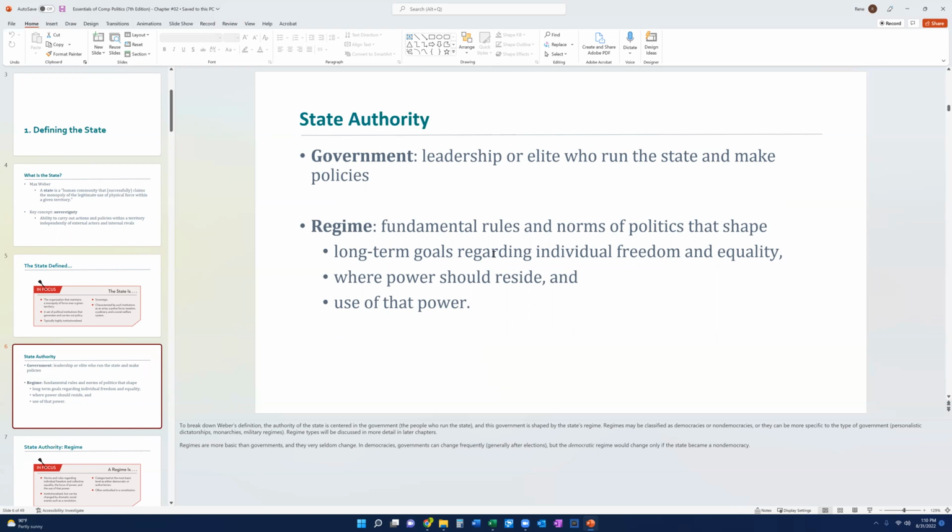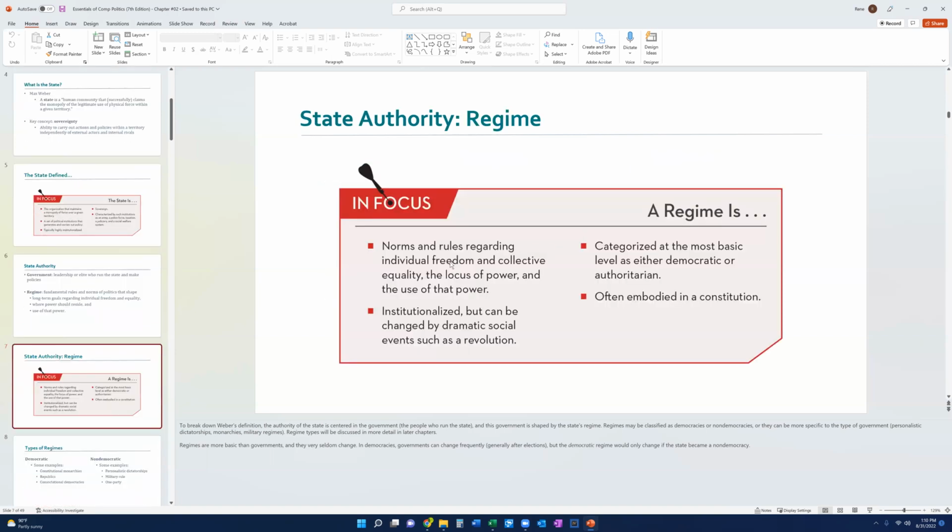All right. Now, a regime, the book is going to mention, is going to have norms and rules regarding individual freedom and collective equality, the locus of power and the use of that power. It's going to be institutionalized, but it can be changed by dramatic events such as a revolution. So if there's a revolution, there is no more regime. It's also going to be categorized at the most basic level as either democratic or authoritarian.